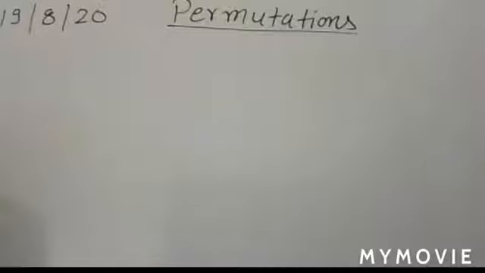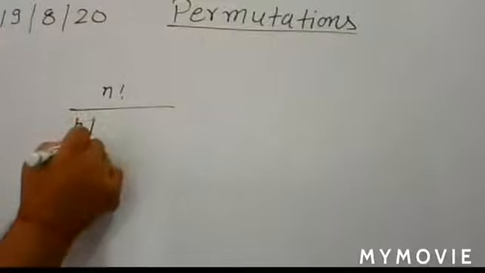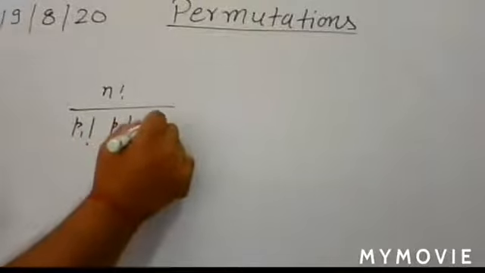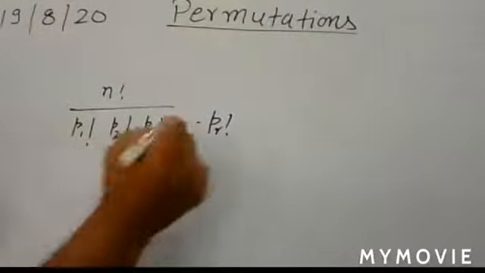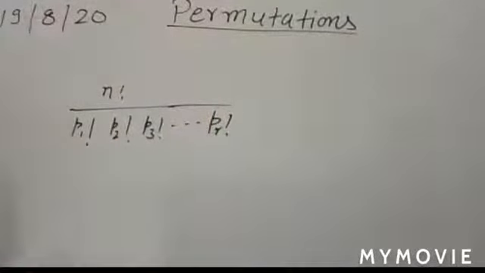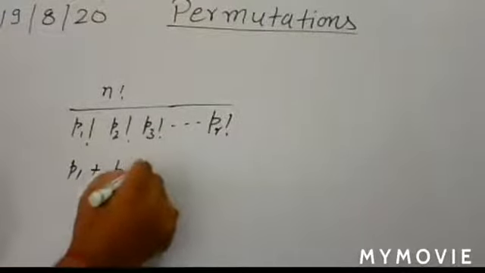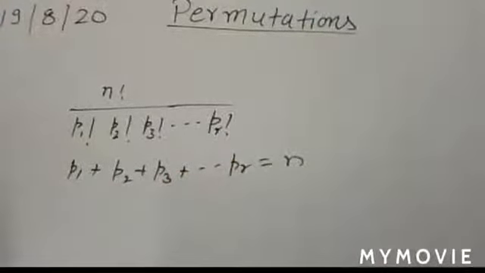Then the number of permutations is given as factorial n upon factorial P1, factorial P2, factorial P3, and in the same way up to factorial PR, where the sum P1 plus P2 plus P3 up to PR is equal to n.